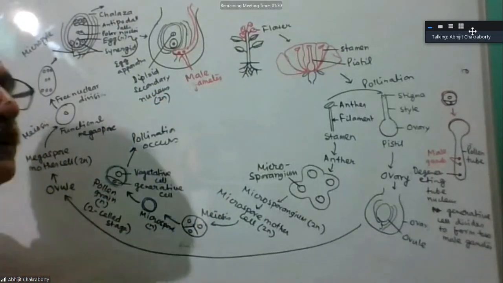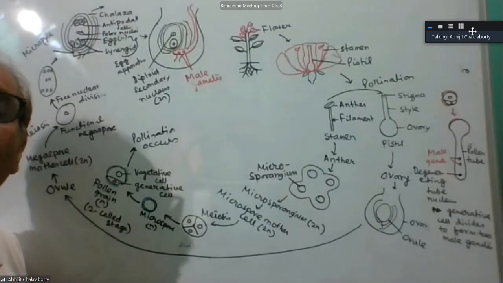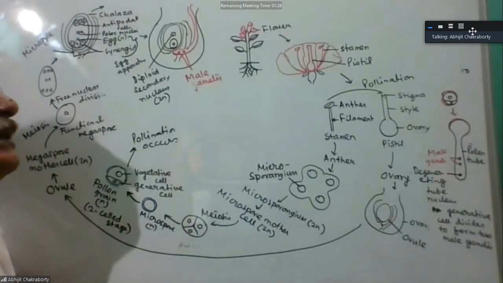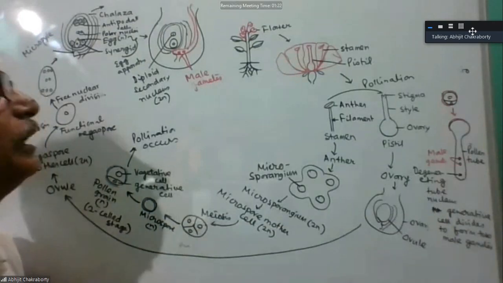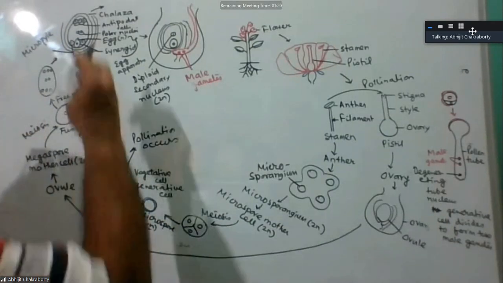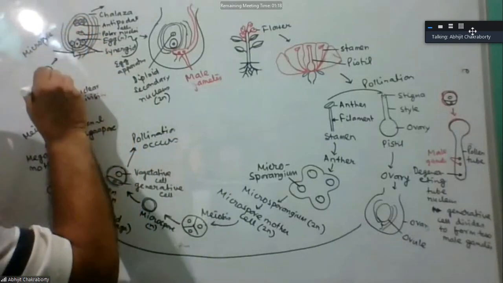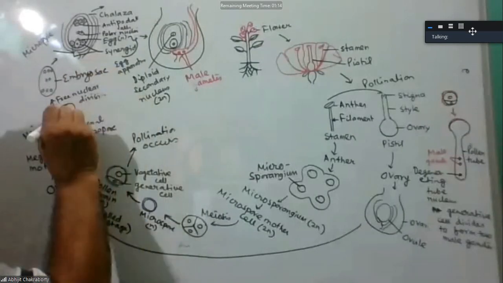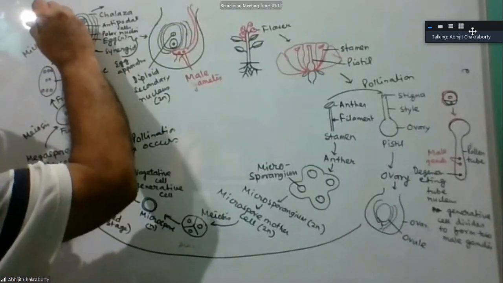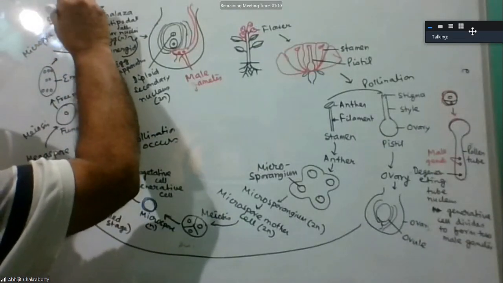Before the entry of the pollen tube, the role of synergids is to guide the pollen tube to enter the embryo sac. Why is this called the embryo sac? This is also called the embryo sac.